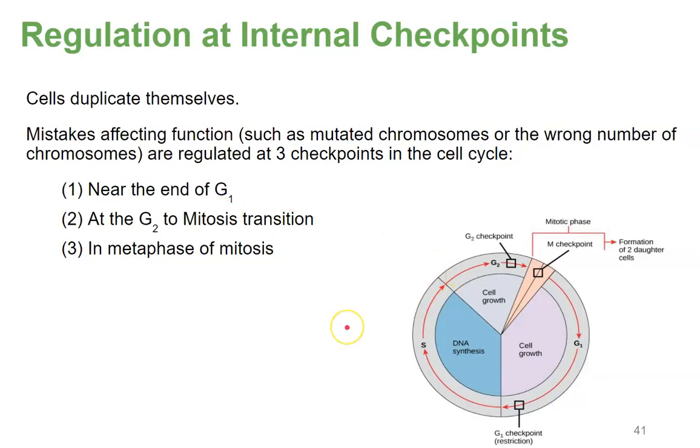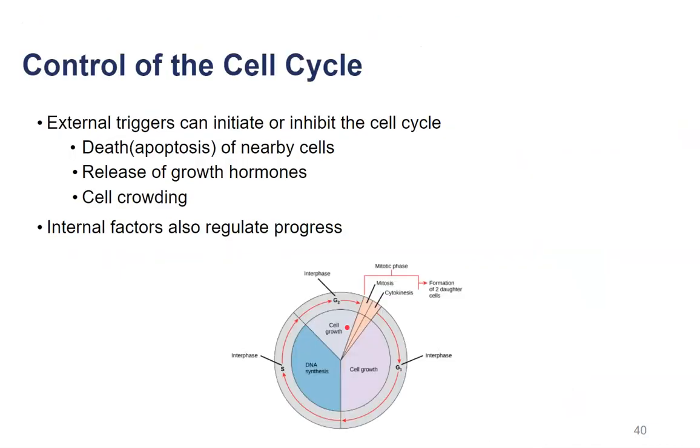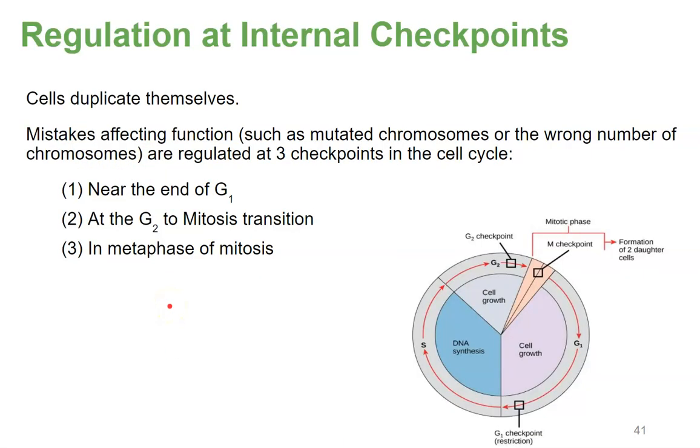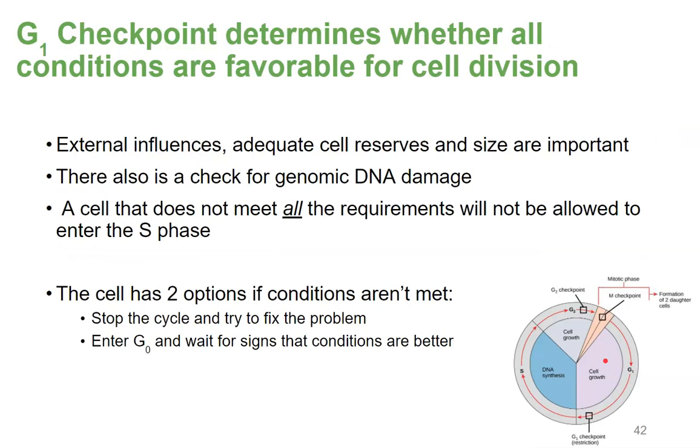Alright, so let's talk about different checkpoints inside of the cell. So these were all external triggers. So now we're going to talk about internal triggers. So there are checkpoints. There's a G1 checkpoint, a G2 checkpoint, and then a mitosis or an M checkpoint. Okay, so we're going to talk about each of these on the next few slides.